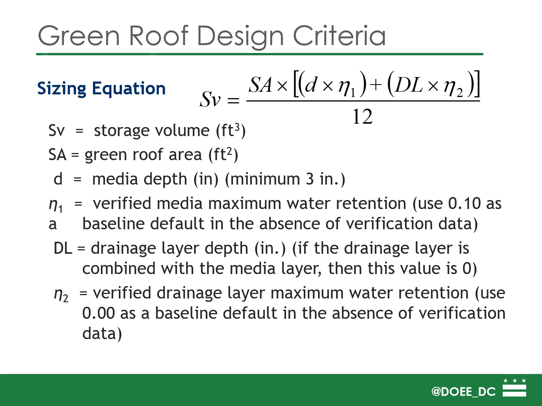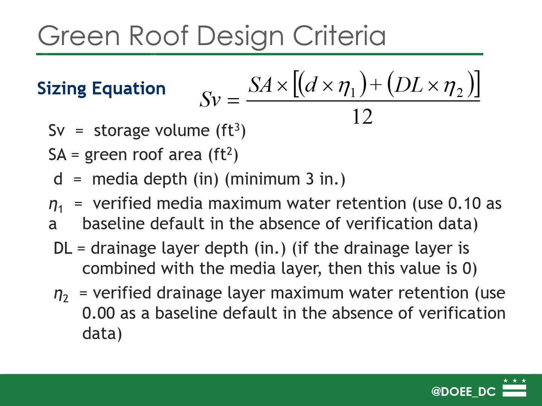Sizing for the green roof is based off of this equation. So the storage volume is what we're going to calculate to see how much retention we're going to get from a green roof. And so the storage volume in cubic feet is a function of the surface area of the green roof and the media depth in inches and the media maximum water retention capacity. So this is going to be a verified, tested data point that you're going to have to supply.